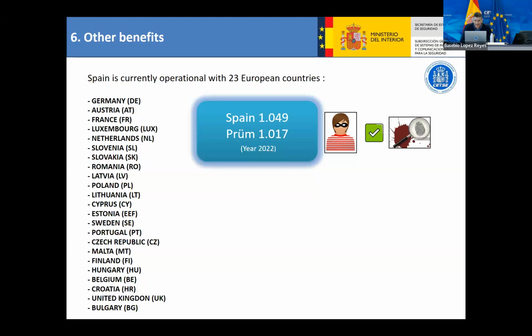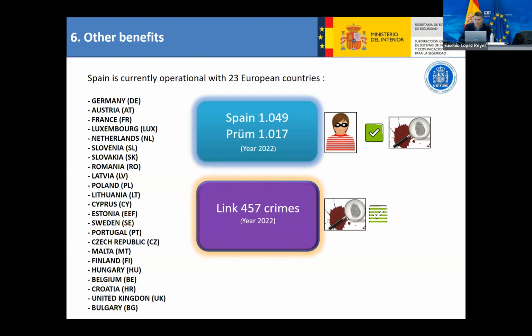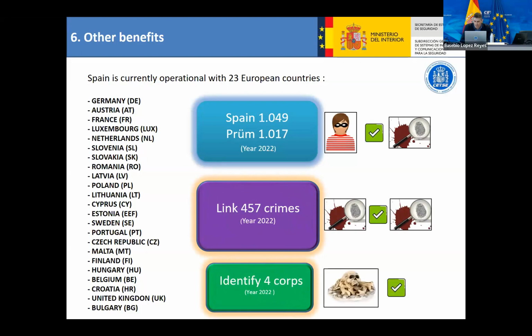For example, during the last year, Spain had the possibility to clarify more than 1,000 crimes, and Spain gave the possibility to the other European countries to clarify more than 1,000 crimes in the same way, okay? We have linked 457 crimes. We know that it's the same person, although we don't know the name of this person, but we have linked these genetic profiles, and they link these crimes. Different countries also want to share the identified human remains. Spain is one of them, and with the exchange of human remains in the European Prüm territory, we have had the possibility to identify 4 persons, okay?